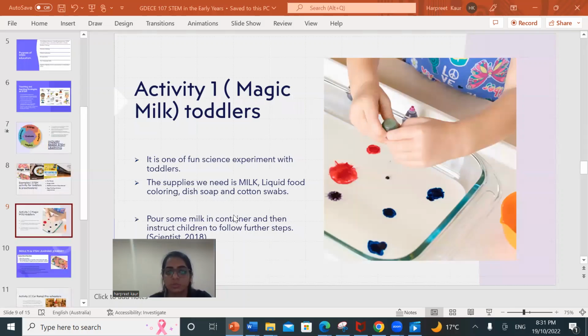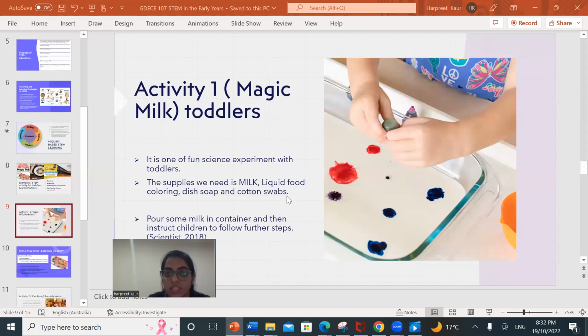We can pour some milk in a container, and then encourage children to get involved by putting some dots of food color on the top layer of the milk. Then we can engage them further by asking them to put some dish soap first on the top layer of the milk, and then use cotton swabs for 10 seconds to put pressure on the food color dots on the top layer of the milk.